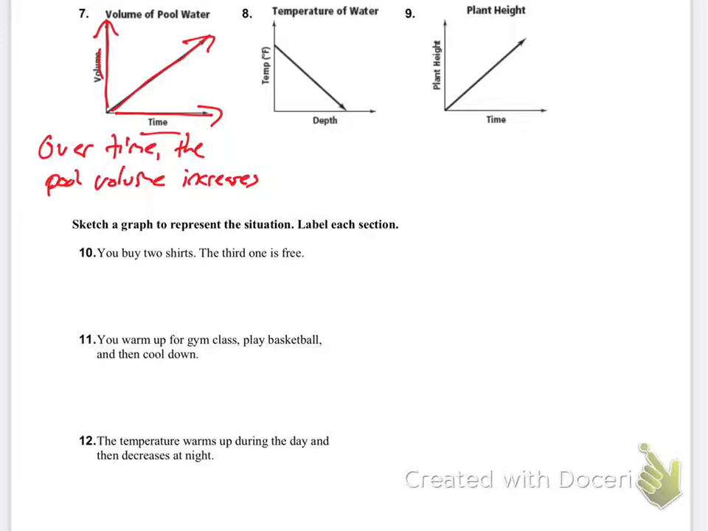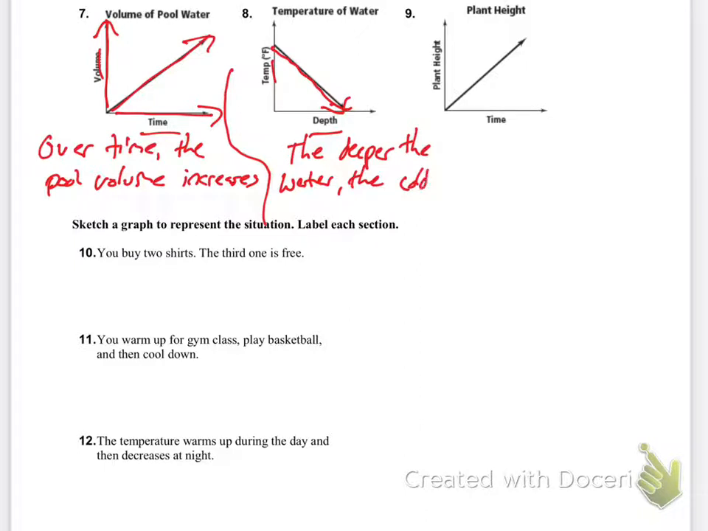All right, and then 8 is temperature of water. It's a negative trend line. And I have depth and temp as my variables. So the deeper the water, the colder the temp gets.